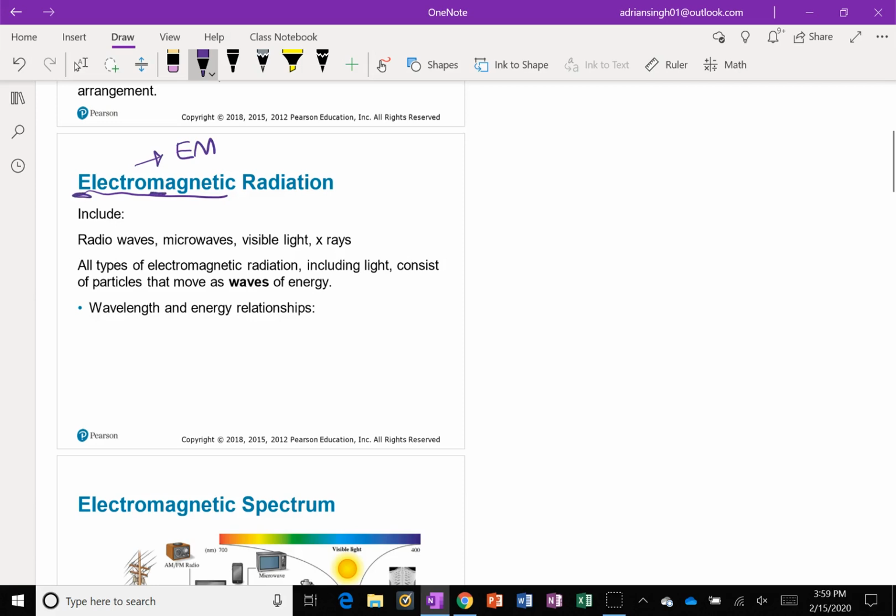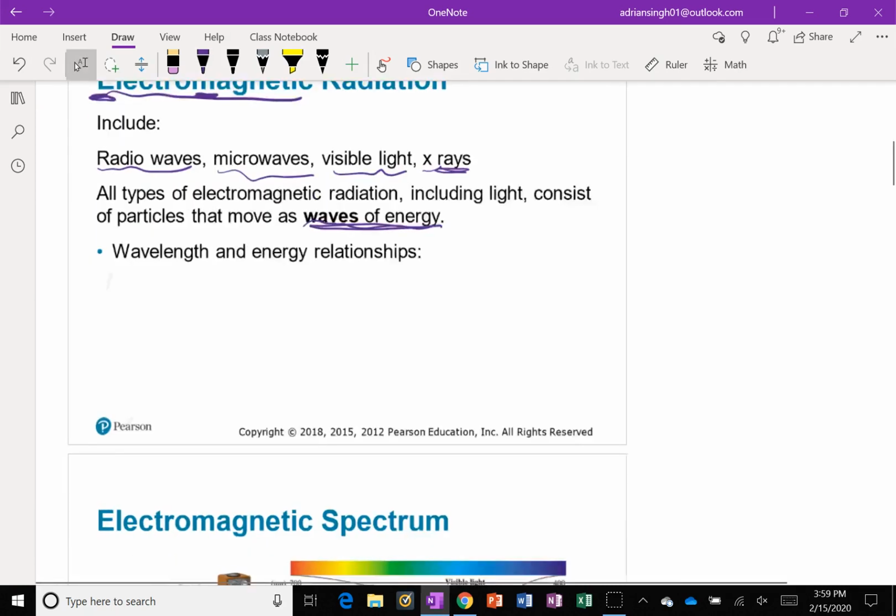And this type of radiation includes things like radio waves that you're being exposed to all the time, microwaves in your microwave oven, the light that you see on a regular basis, and other types of radiation like X-rays that you would be exposed to at the doctor's office, for instance. So the thing to keep in mind about your electromagnetic radiation, including the light that we see, is that they're composed of particles that move actually as waves of energy. And if they move as waves, there are some relationships that we can come up with.